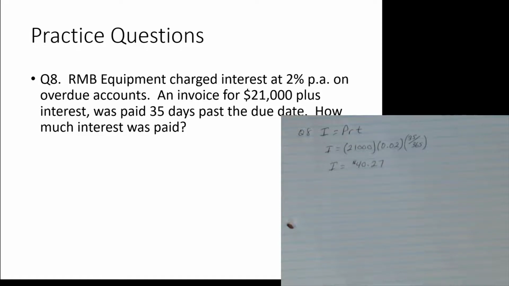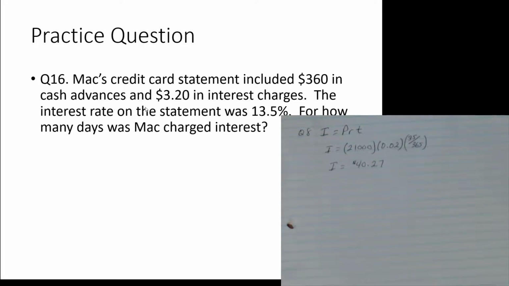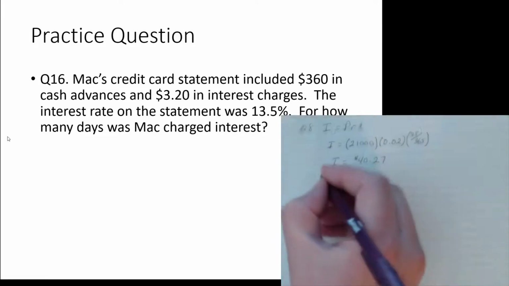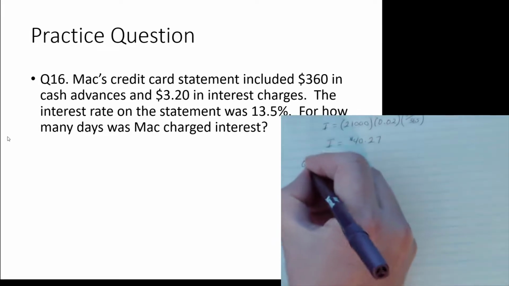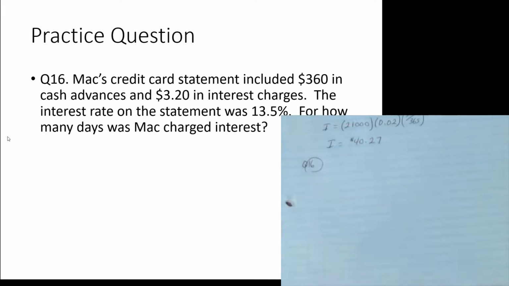And that's what tells us that we need to use this I formula. Let's go to question number 16, just to solidify things here. Mac's credit card statement included $360 in cash advances, giving me an idea of what P is. $3.20 in interest charges. Okay, so I know what I is. The interest rate on the statement was 13.5%. For how many days was Mac charged interest?